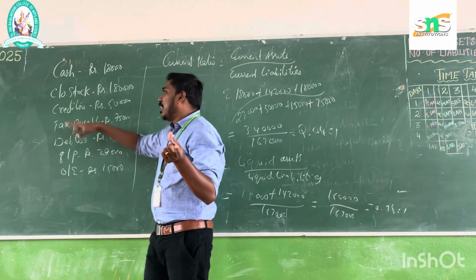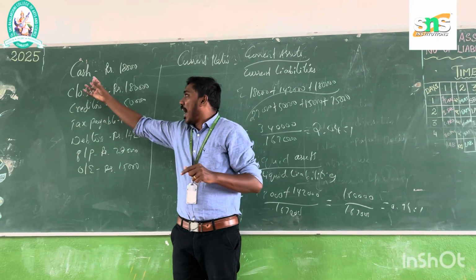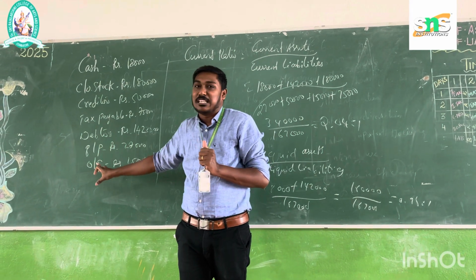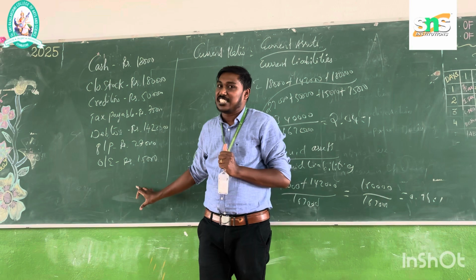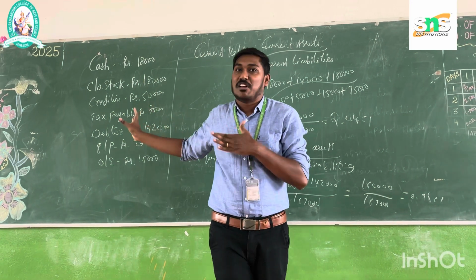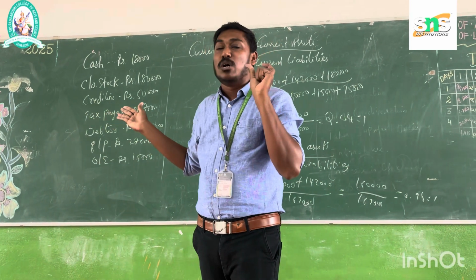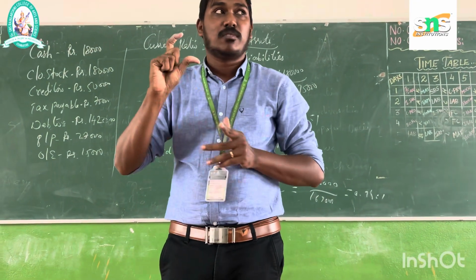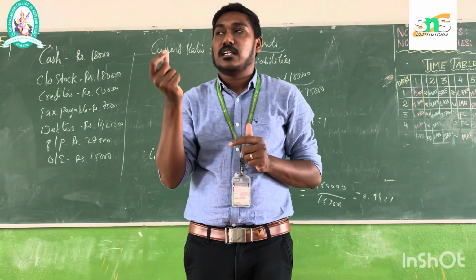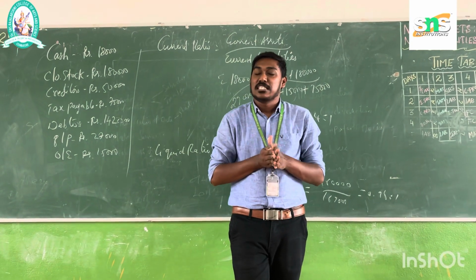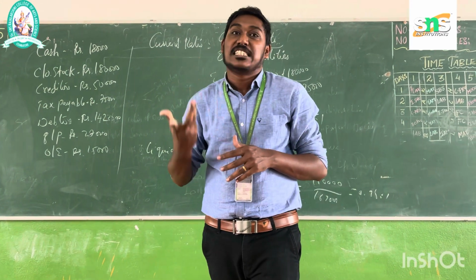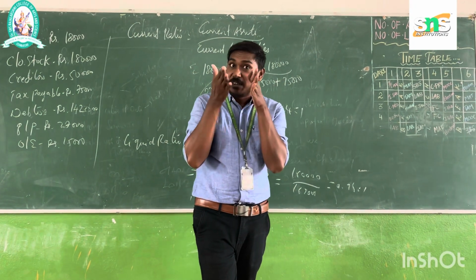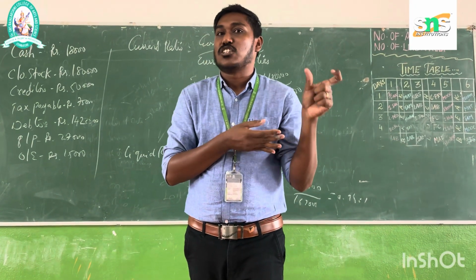We know these are the items given: cash, closing stock, creditors, tax payable, debtors, bills payable and outstanding expense. So this information is given. We are going to calculate the current ratio. The current ratio formula is current assets divided by current liabilities. So what are the things that are current assets? Current assets are those that can be easily converted into cash. That is current assets.